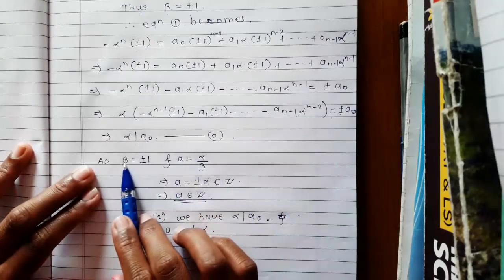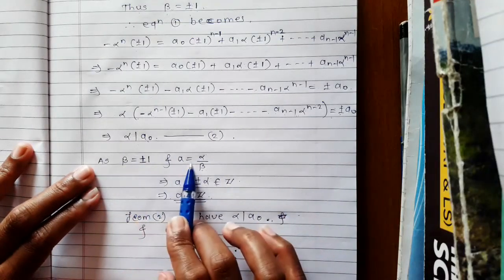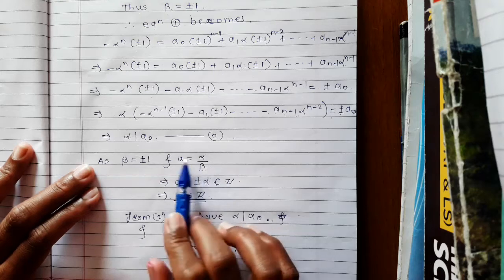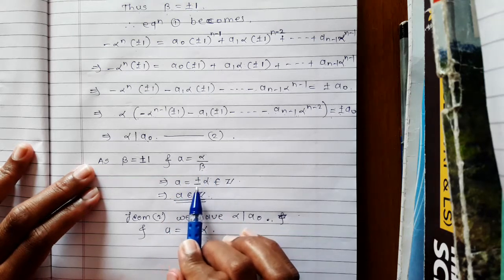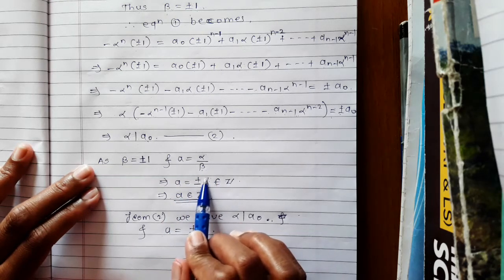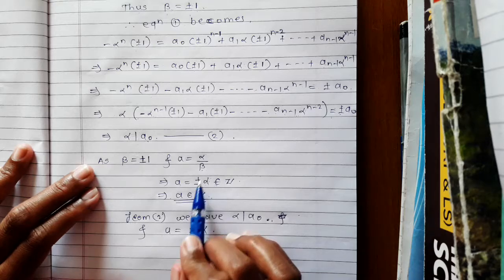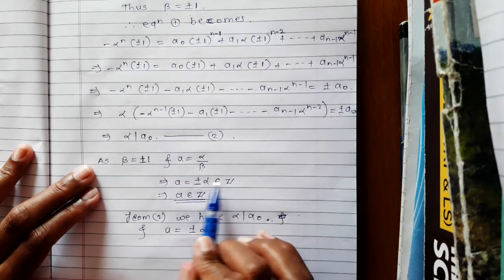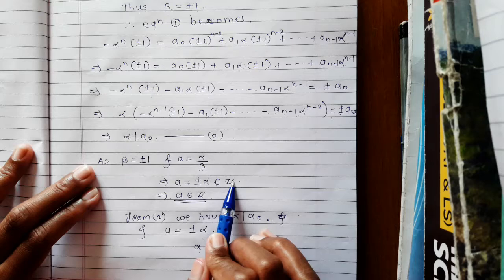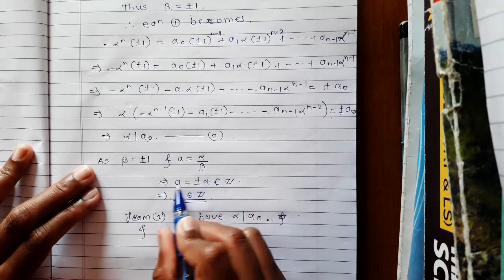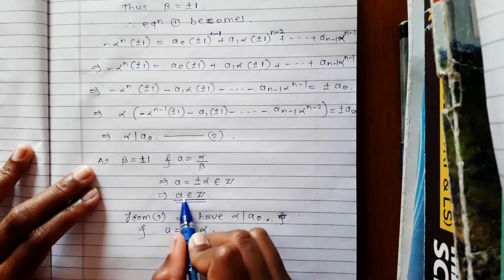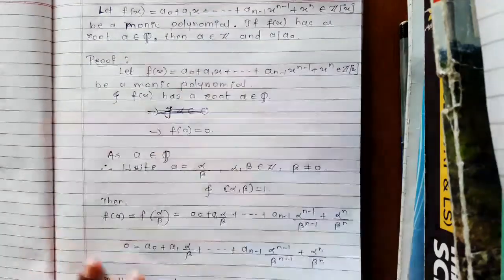Now as beta is equal to plus or minus 1 and a is equal to alpha upon beta, this implies a is equal to plus or minus alpha. And as alpha is an integer, plus or minus alpha is also an integer. And what is plus or minus alpha? Equal to a. So this gives that a belongs to the set of integers.